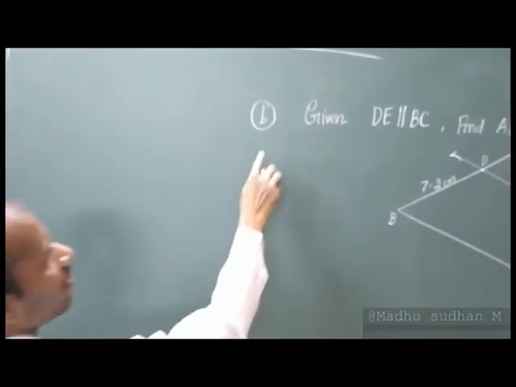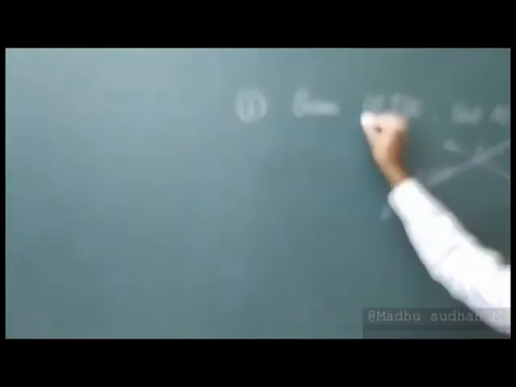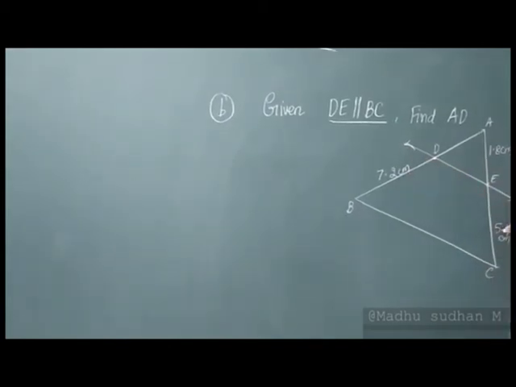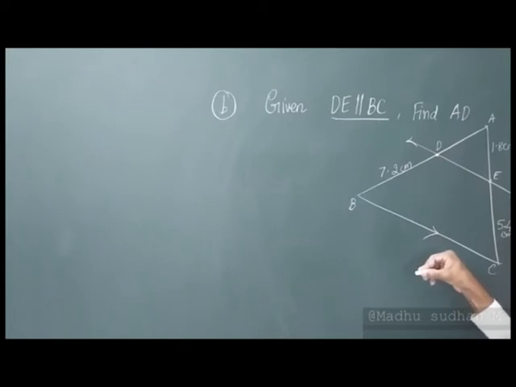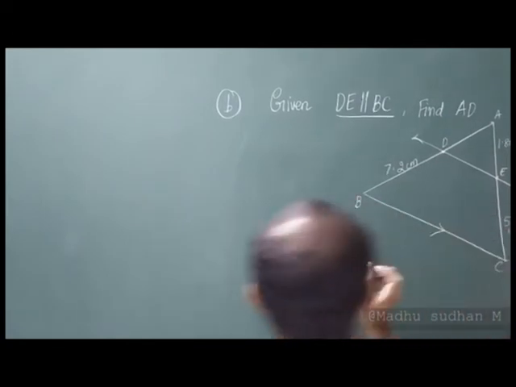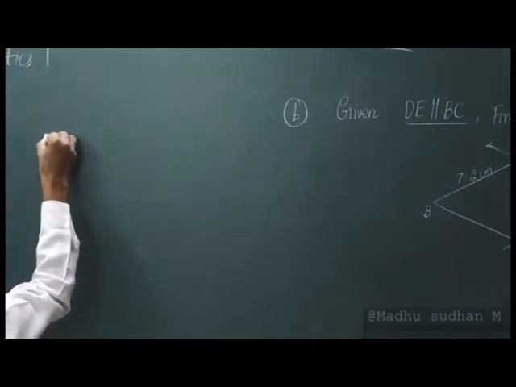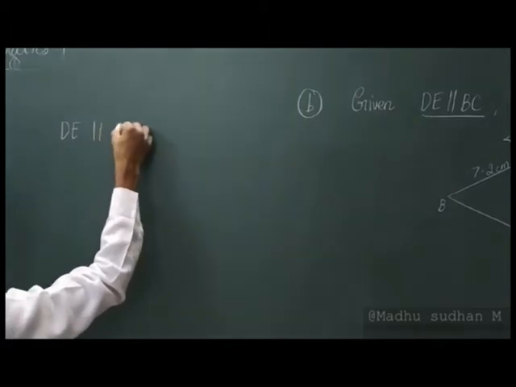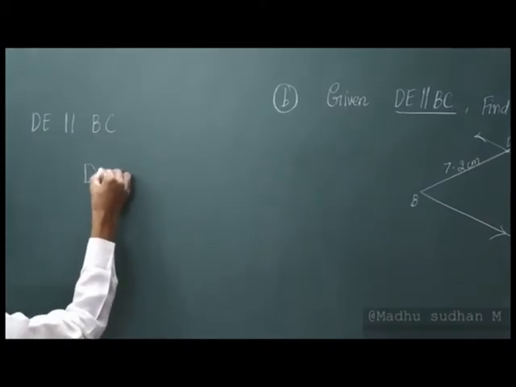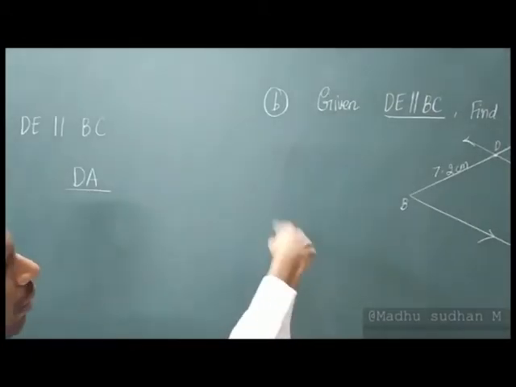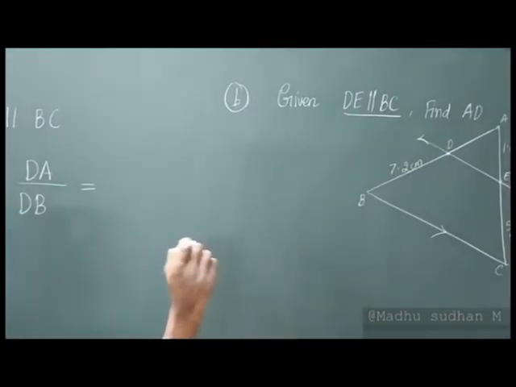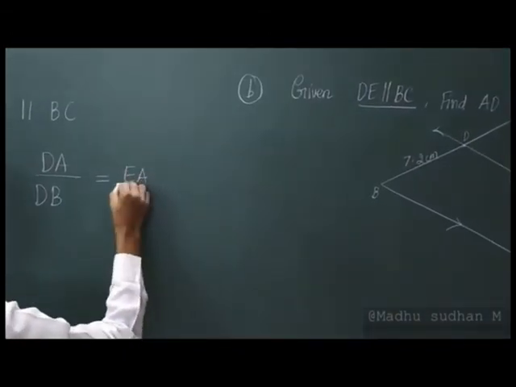So moving to the B part of this question. Here again we are given DE is parallel to BC, right? So they have given this arrow mark here. This is parallel to BC, so let me mark this. Find AD. So DE is parallel to BC, we can make use of BPT, right? So making use of DE is parallel to BC, I can write DA. We should have the diagram always with us. DA, the upper part, and the lower part DB, which is equal to the corresponding vertex E, right? So EA by EC.